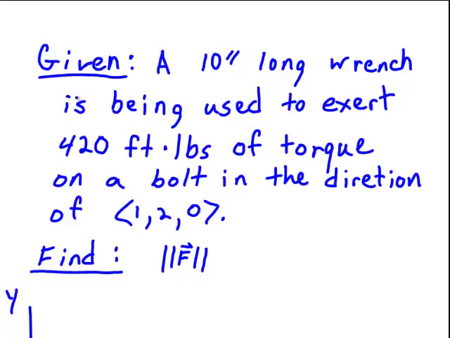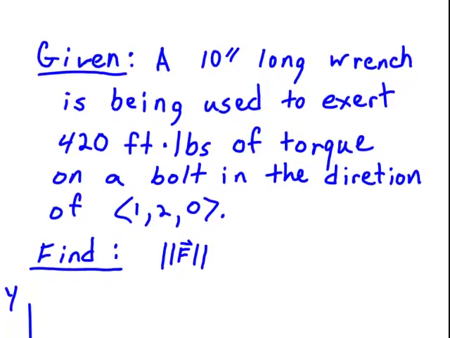Okay, in this problem we're given a 10-inch long wrench, and this wrench is being used to exert 420 foot-pounds of torque on a bolt in the direction of <120>. And you're asked to find the magnitude of F, where F is the force on the end of the wrench that turns the bolt.